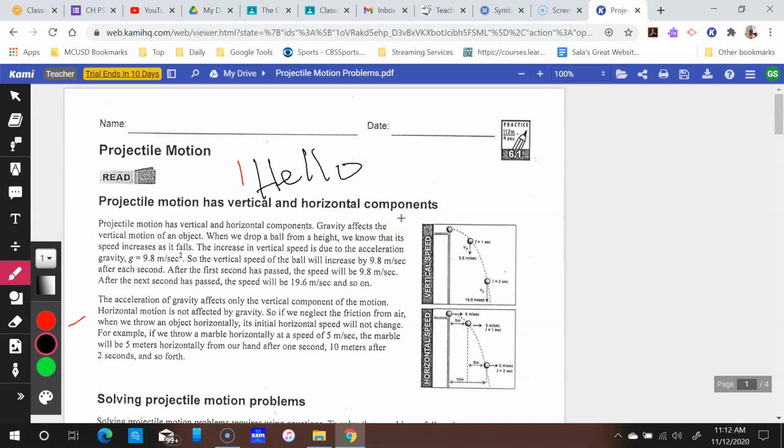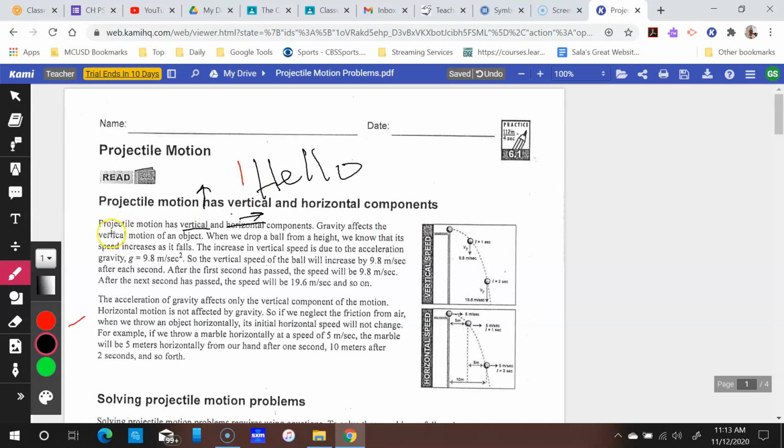All right, so let's get at the projectile motion equations. Anything that is projected, a projectile, is going to have both vertical and horizontal components. So again, vertical, looking at that direction, horizontal, going in that direction. So the X and the Y directions. Gravity affects the vertical motion.